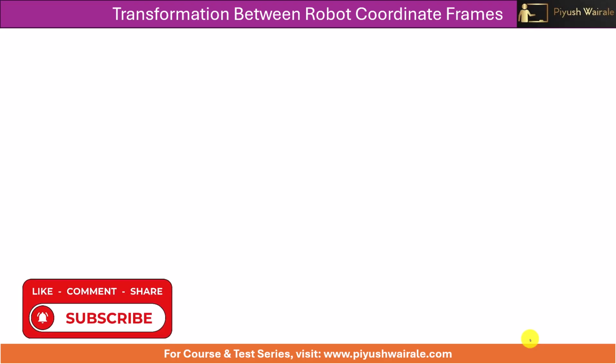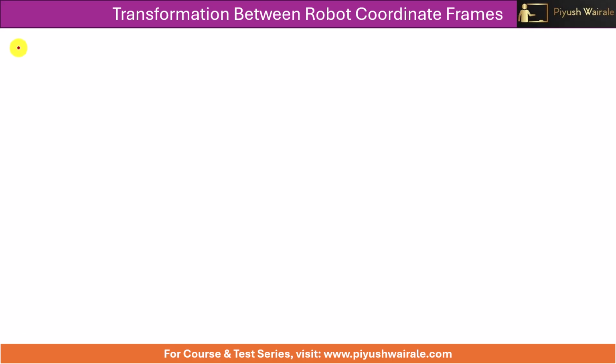So in the last video we discussed the homogeneous transformation, right? And we learned this, A T B, with superscript A and subscript B. What we said is that this gives us the position and orientation of frame B relative to frame A. So here we are just dealing with frames A and B.